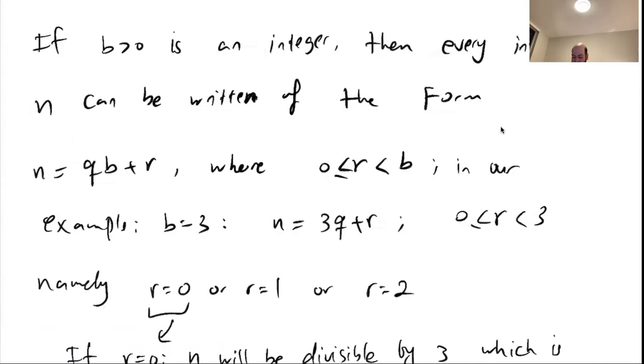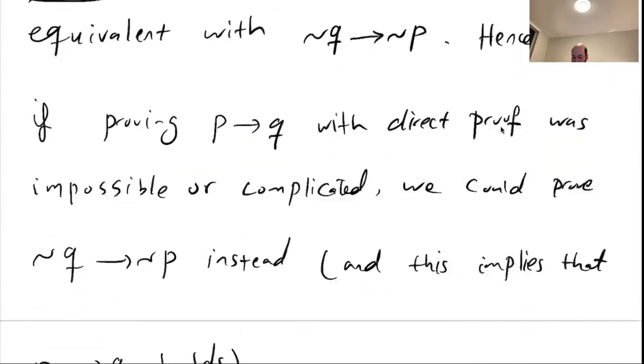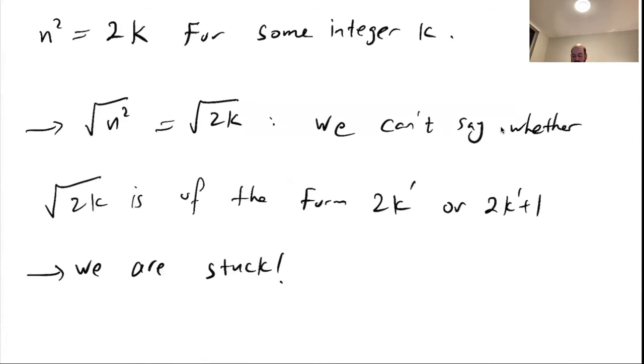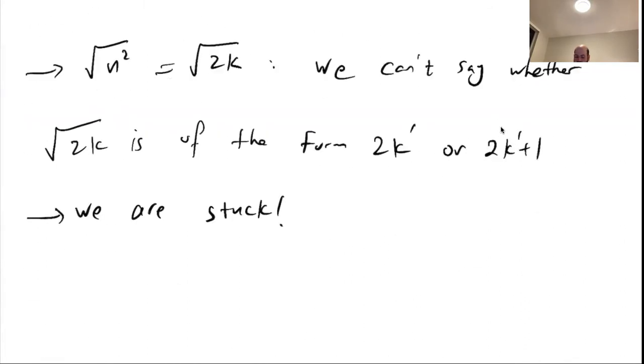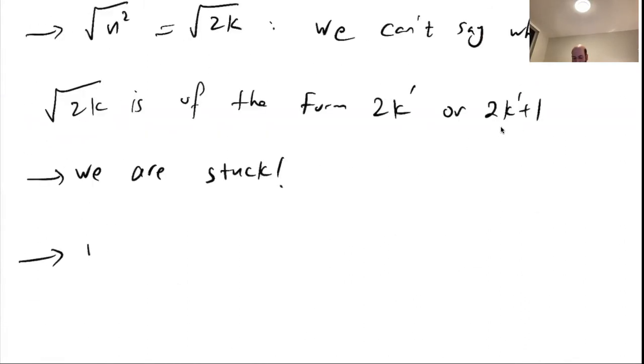But here, because I have a square root involved, square root 2k, well, I don't know what to do with the square root 2k. I cannot write it as 2 times integer or 2 times integer plus 1. And that's why we're stuck. So we are stuck means what? We can try different methods. With direct proof, we would be stuck. But what about with another proof? So we will try.